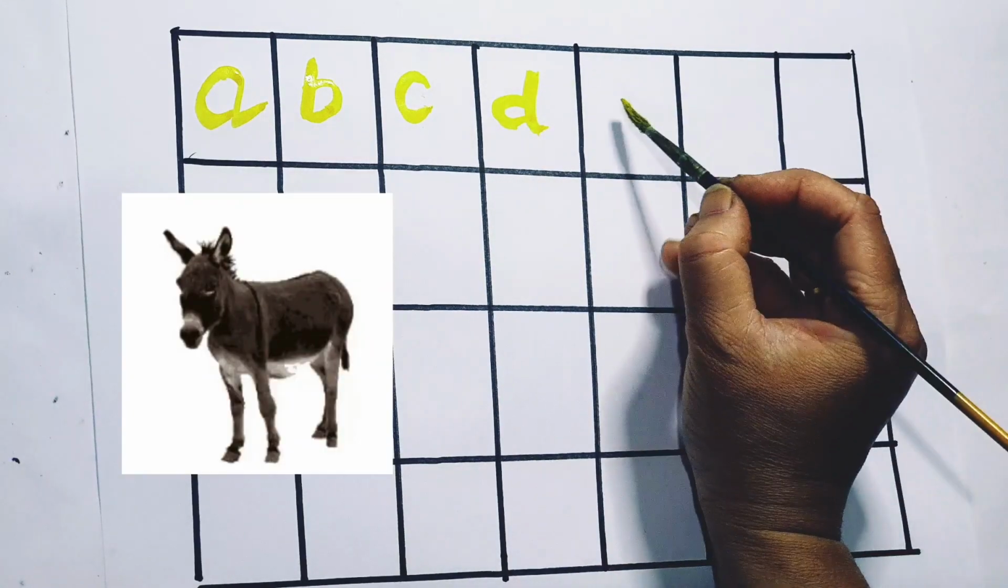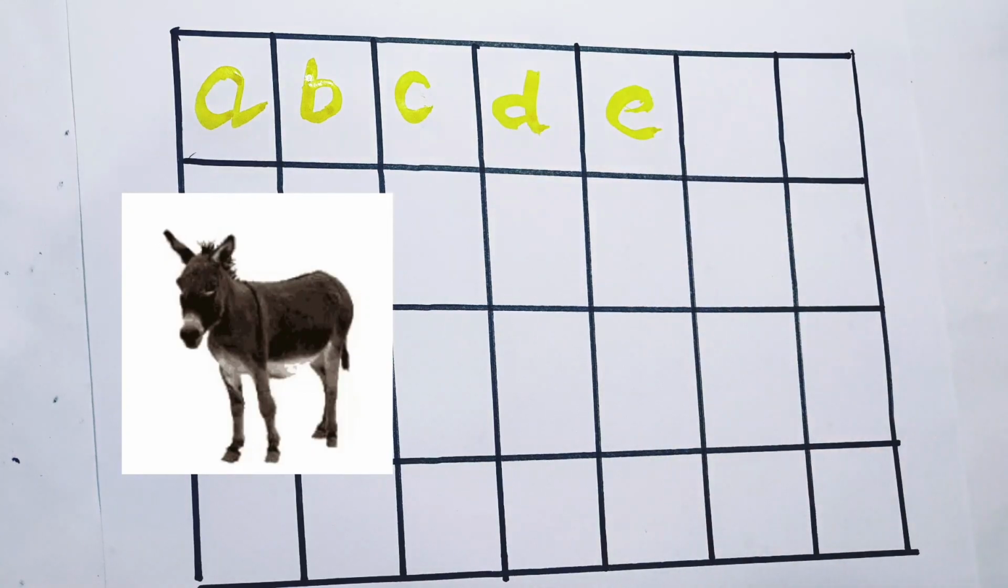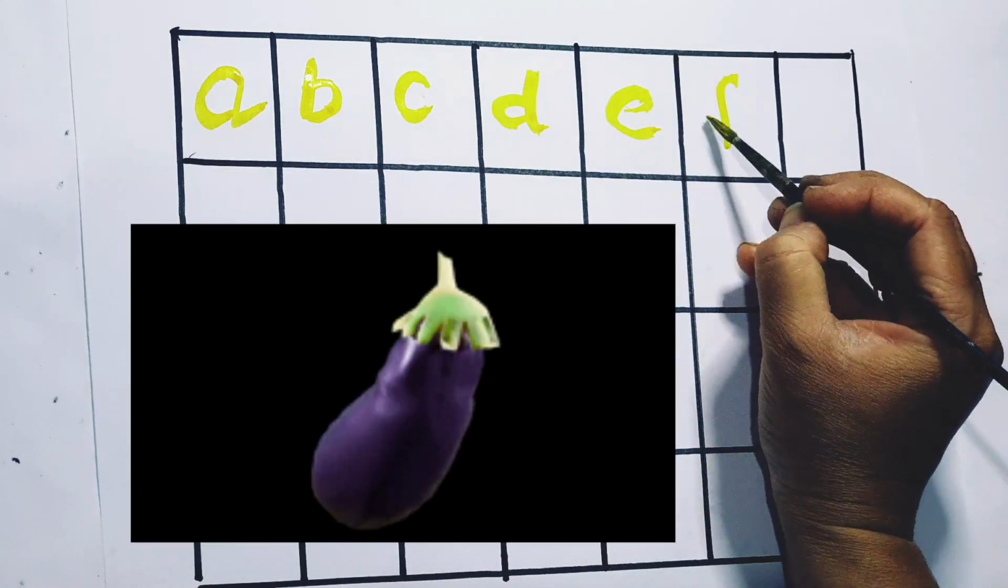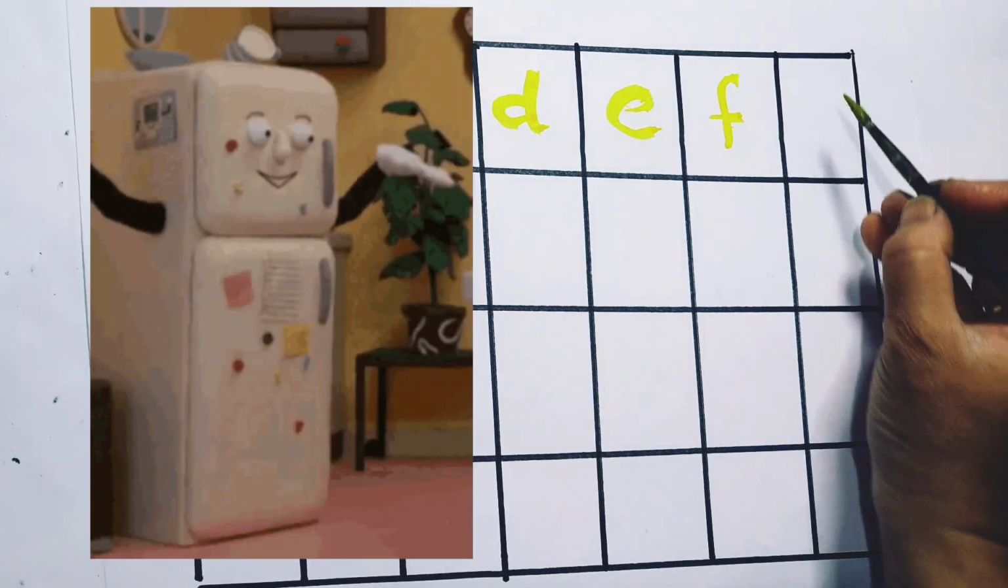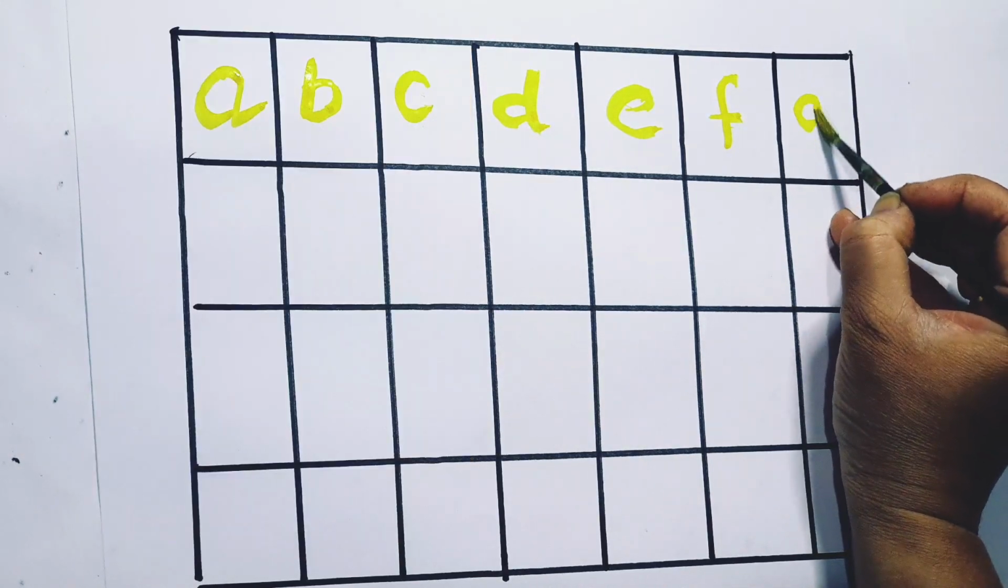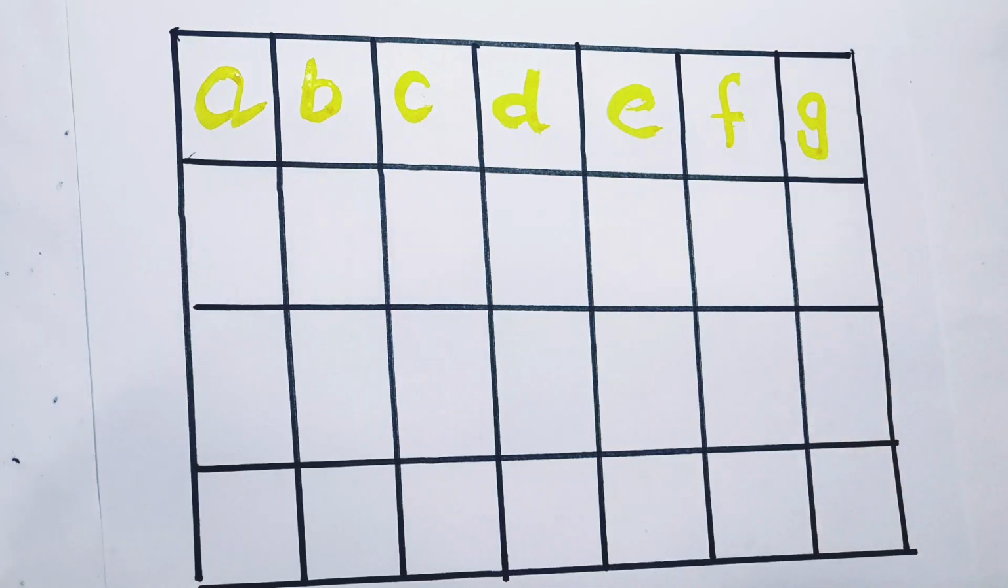D for donkey. E for eggplant. F for fridge. G for guava.